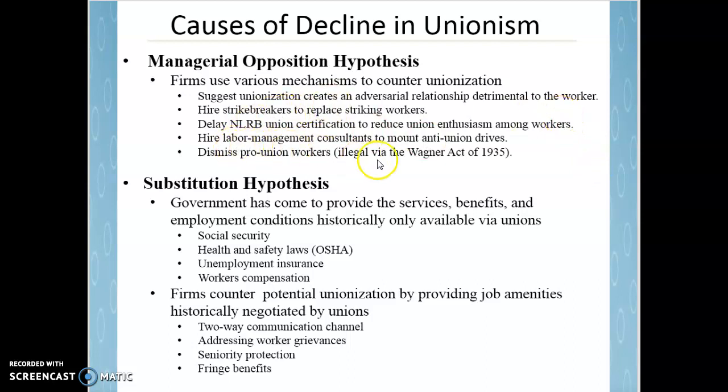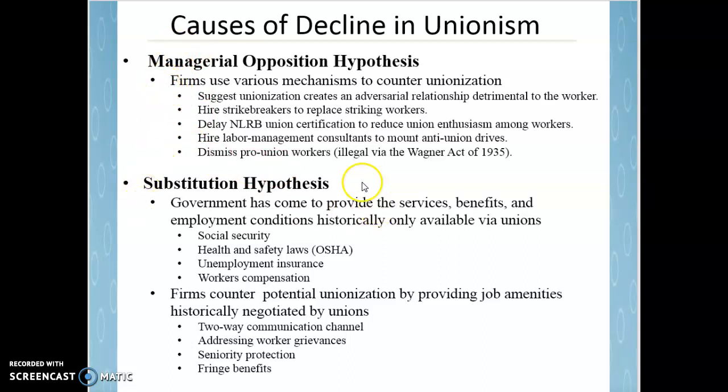The other thing is to hire labor management consultants to mount anti-union drives. Companies will actually employ these consultants to try to strategically prevent unionization. And finally, dismiss pro-union workers. Now, this would be illegal. The Wagner Act of 1935 made this illegal, but it doesn't mean it doesn't happen. It's like speeding on the freeway, right? You can make something illegal, people still do it. Firms, especially small firms, might be able to get away with that. Find some justification for getting rid of those people that would try to initiate a unionization among the workers. All right, so managerial opposition.